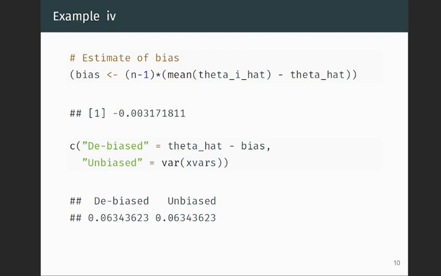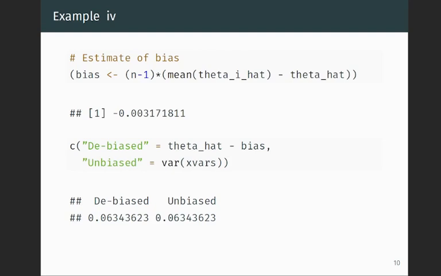And if you remember, the estimate is n minus 1 times the average of all of the Jackknife estimates minus the estimate we got using the full data set. And if we do this, we get negative 0.003. And so, now that we have an estimate of the bias, we can actually debias our estimate by removing the bias, essentially. So what I call the debiased estimate is theta hat minus bias.